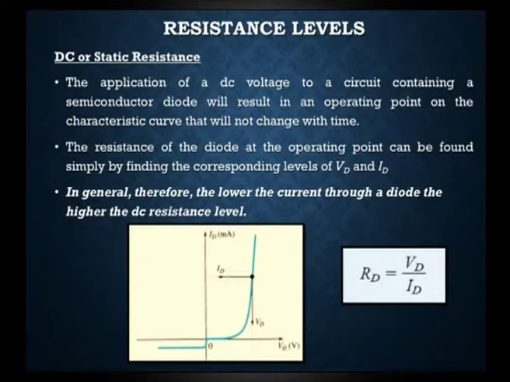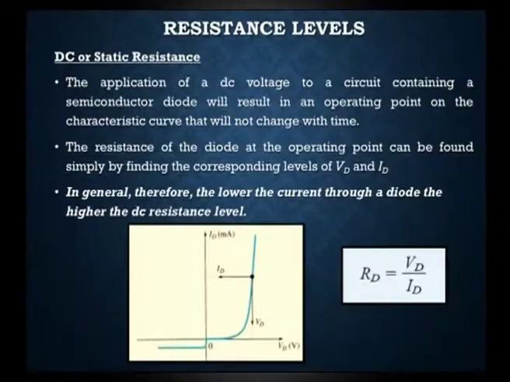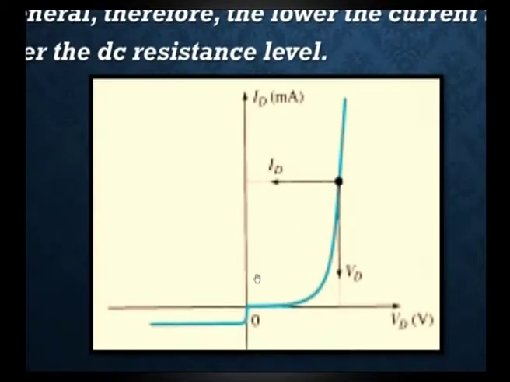The application of a DC voltage to a circuit containing a semiconductor diode will result in an operating point on the characteristics curve that will not change with time. So, the resistance that does not change with time is called static resistance, and this static resistance is due to the DC voltage that is applied, which is why it is also called DC resistance. We can also observe this in the diagram. This is the VI characteristics, where if we consider an operating point, the resistance does not change with time.